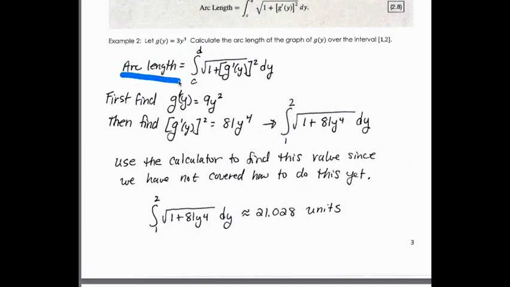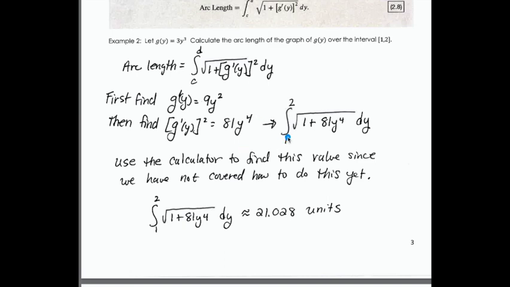So here's our formula for arc length with respect to y. So the first thing we need to do is find the derivative of g and then square it. So my derivative of g of y is going to be 9y squared. That's here. And then when I square it, I get 81y to the fourth.